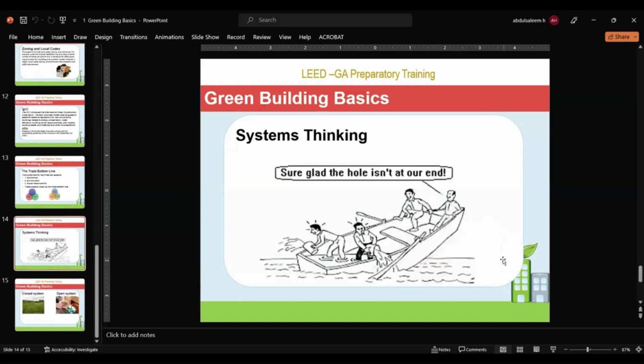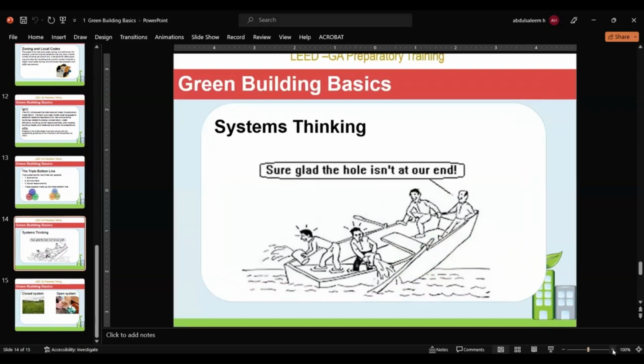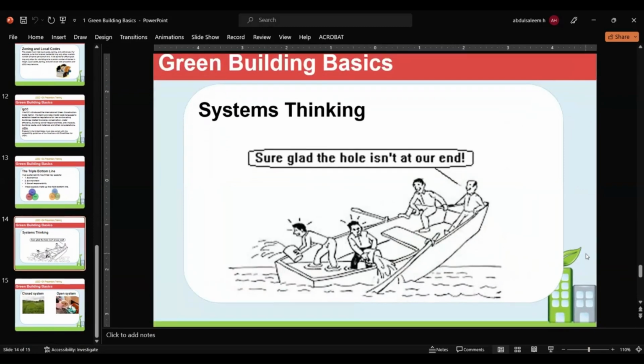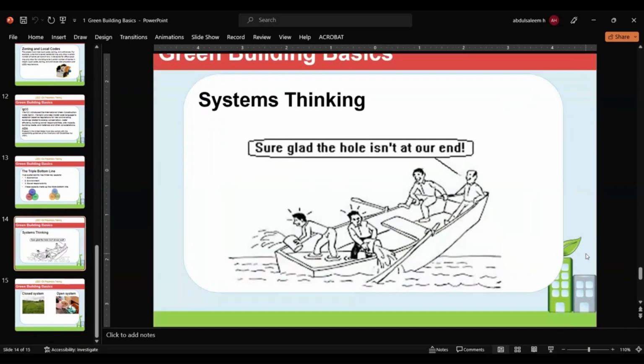You see this photo, what do you understand from this photo? So this person is saying, sure, glad the hole is at our end. What thought do you have? The water is now only on their side, it will not affect them.